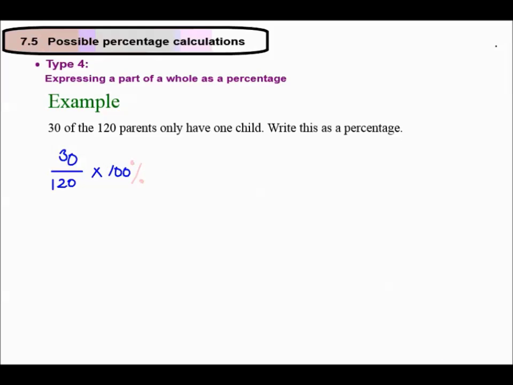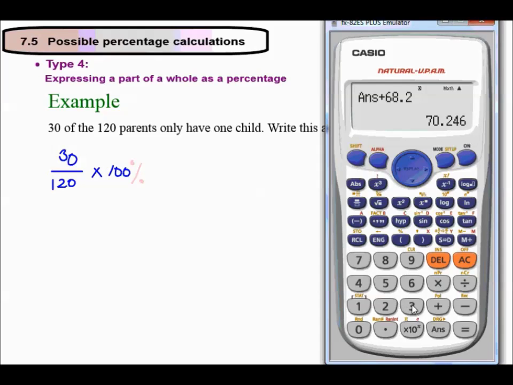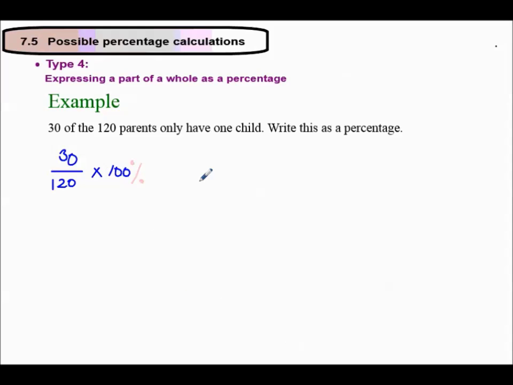It is a unit, not part of the calculation. So we are going to say 30 out of 120 multiplied by 100 equals 25. So that is going to be 25%. 25% of these parents only have one child.